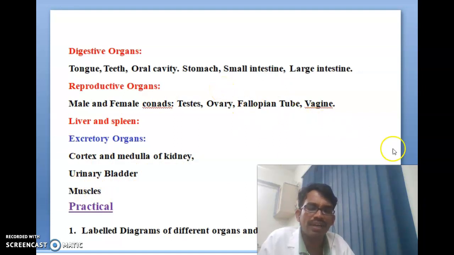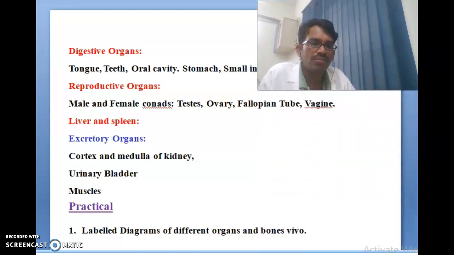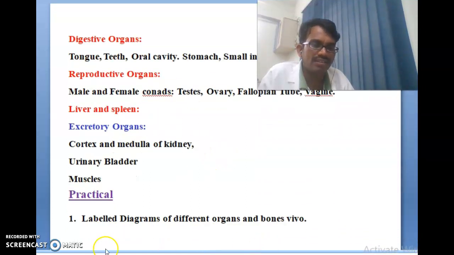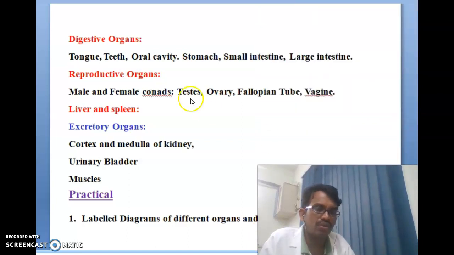You can see in anatomy what the practical is. Simple, the practical is mostly very simple, like label diagrams, and different organs and bones, like bone parts.